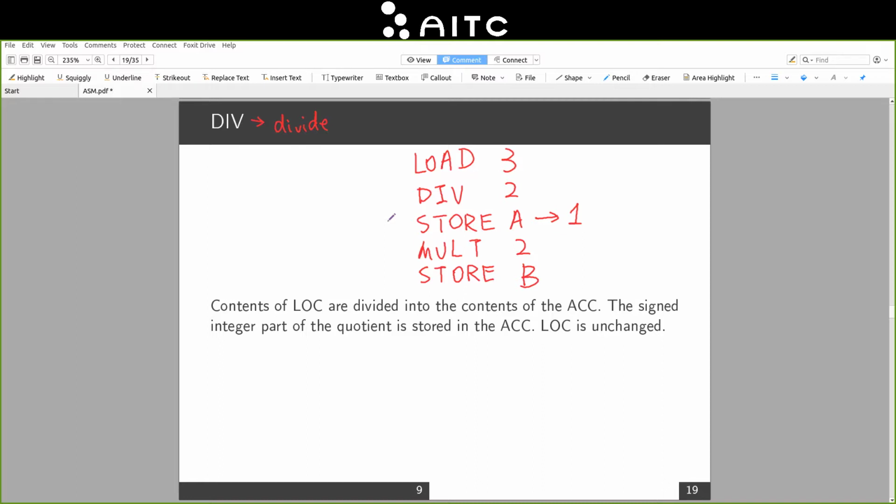If the answer of A is 1.9, it will be 1, because all the decimal parts will be cut directly, not rounded, you know.